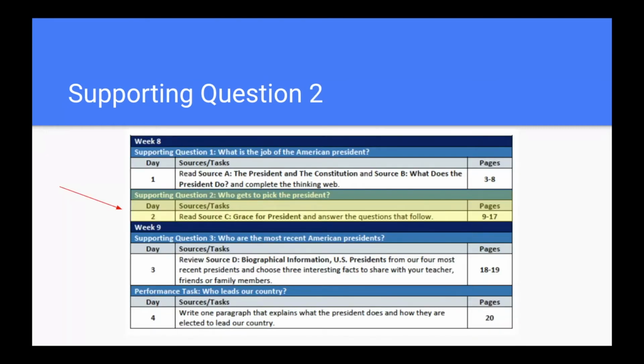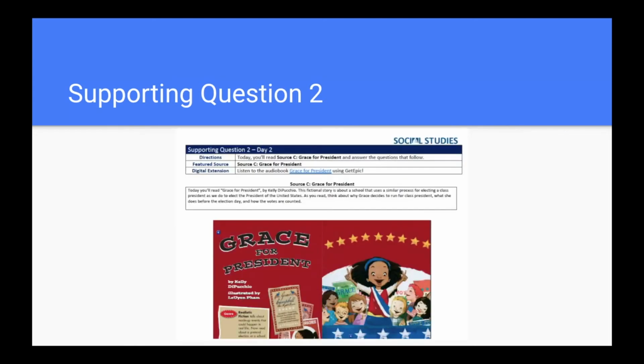Next, let's think about supporting question 2, who gets to pick the president? Now that we know what the president does and how important that job is, we're going to learn about how the president is picked or elected. You'll read the story Grace for President by Kelly DiPuccio.